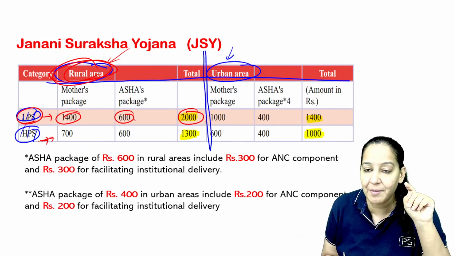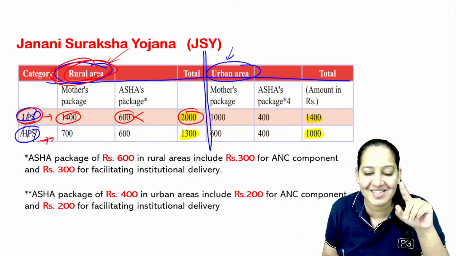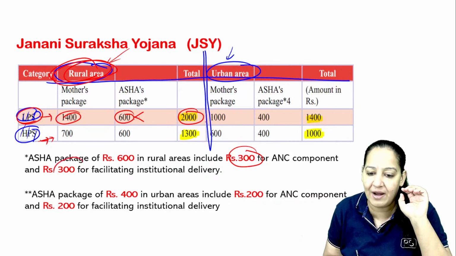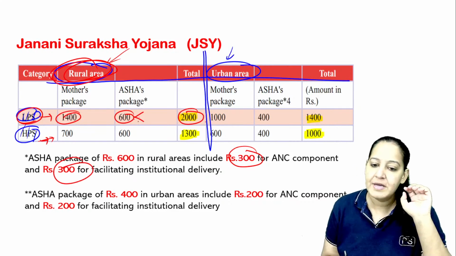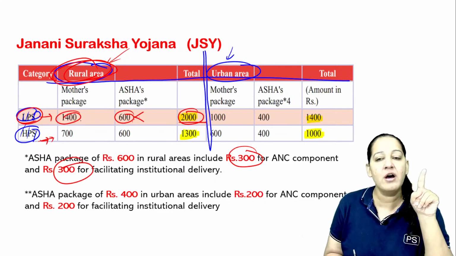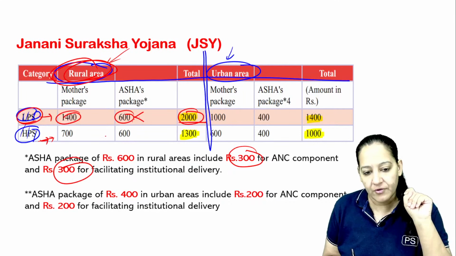ASHA will not get the 600 in one go. ASHA will be given 600 in 2 installments. This is an extra incentive above the salary, right? 300 for the ANC component and 300 for the institutional delivery. So that is the package of the ASHA. Out of 2000, 600 is given to the ASHA and 1400 to the mother who is performing institutional delivery, right?